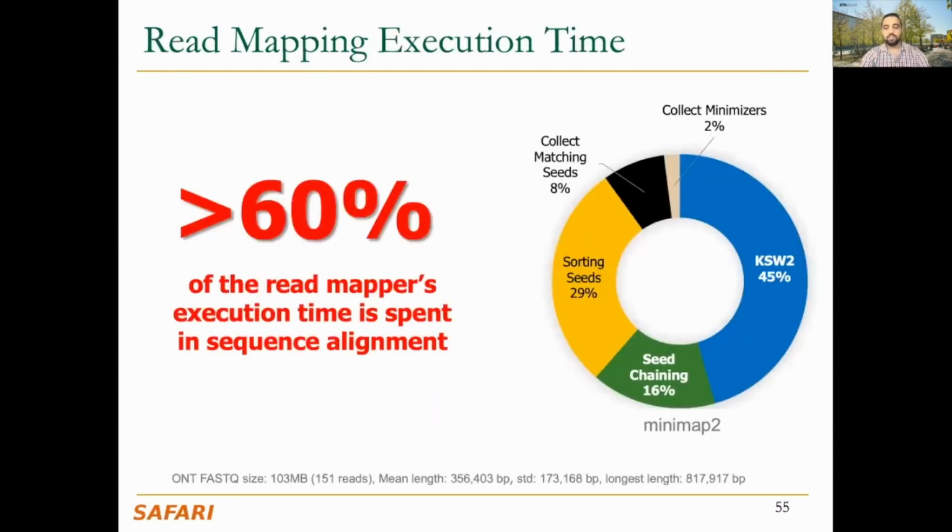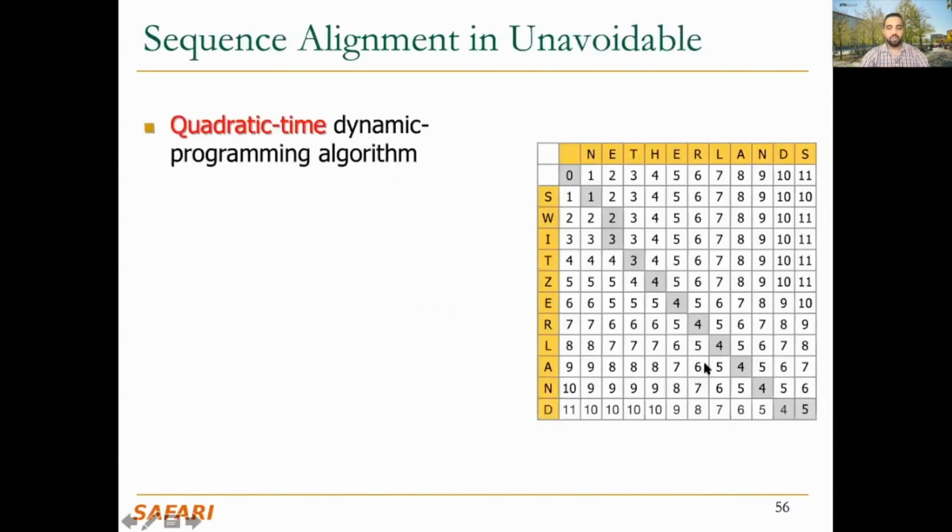If you do the analysis for one of the state-of-the-art read mappers, you will see that 60% of the time is spent only in verifying the similarity between the sequences. That is seed chaining plus KSW2. Why is KSW2, or checking the similarity, expensive? As we said, it's a quadratic time algorithm called the dynamic programming algorithm.